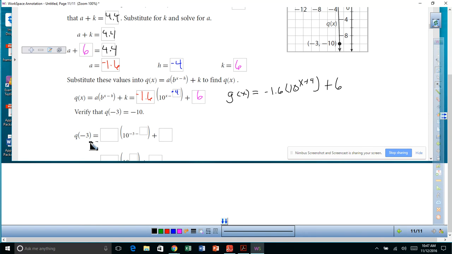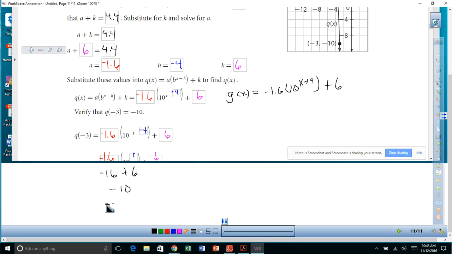Is that going to, let's see. So q of -3 equals negative 1.6, and then put the -3 in for the x, and that's going to be minus -4 or +4, and then 6. Okay, so you got negative 1.6, and -3 plus 4 is 10 to the first power. And then plus 6. Okay, so you got negative 1.6 times 10 would be negative 16 plus 6, and that will give you negative 10.